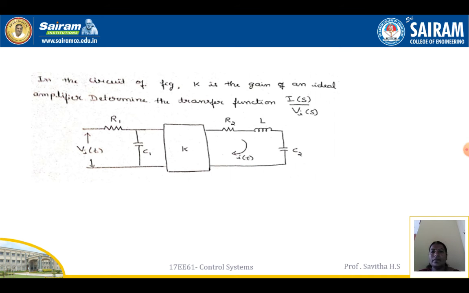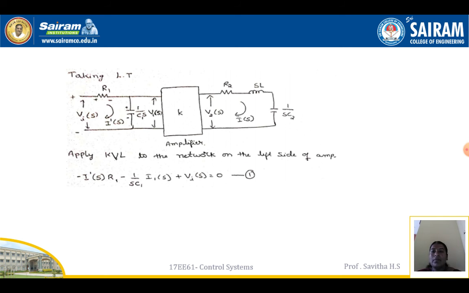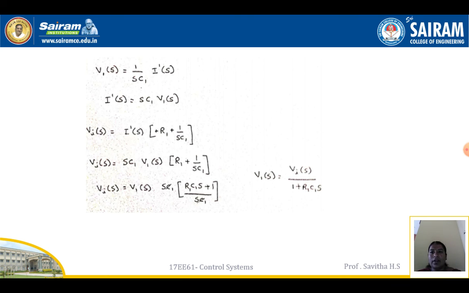So in the circuit of the figure, K is the gain of an ideal amplifier. Determine the transfer function I of S by Vi of S. Taking the Laplace transform, applying the KVL of the network to the left side of the amplifier, that is minus I dash of S R1 minus 1 by SC1 into I dash of S plus Vi of S is equal to 0. Take it as equation 1. Then V1 of S is equal to 1 by SC1 into I dash of S. I dash of S is equal to S into C1 into V1 of S.